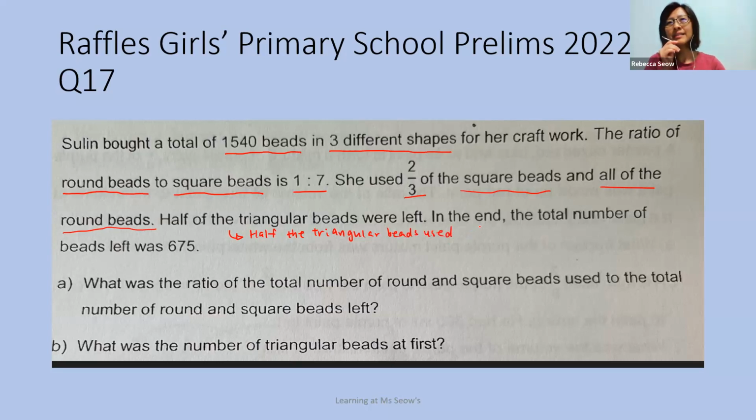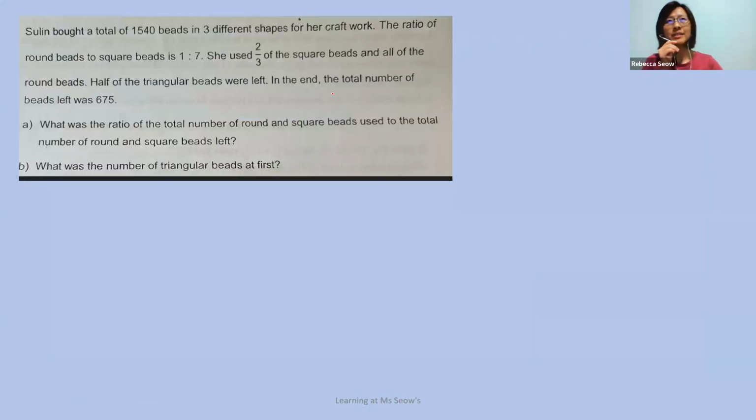And in the end, the total number of beads left was 675. Okay, with that, what was the ratio of the total number of round and square beads used to the total number of round and square beads left? B. What was the number of triangular beads at first? So let's take a look at this.